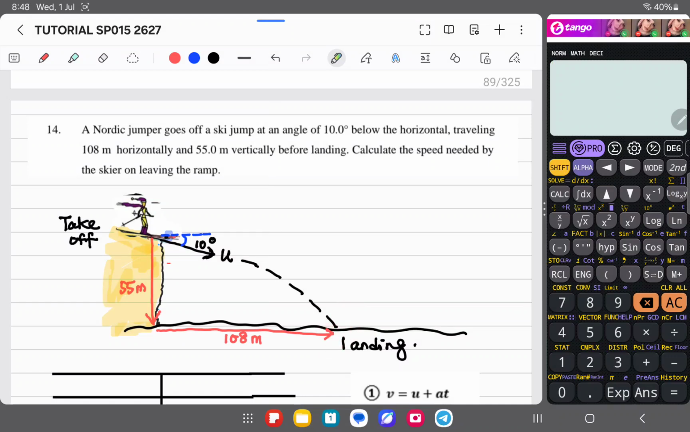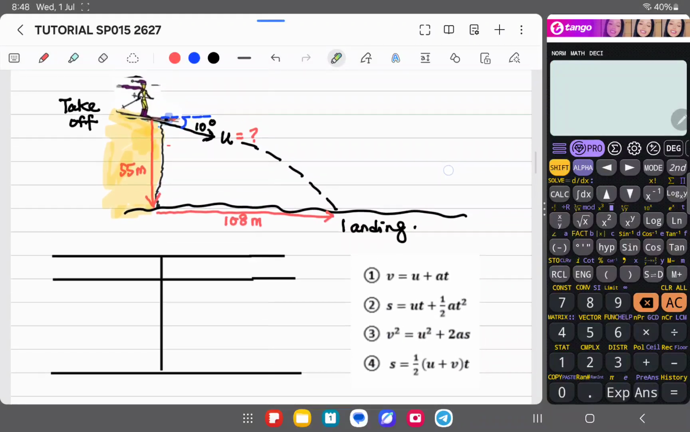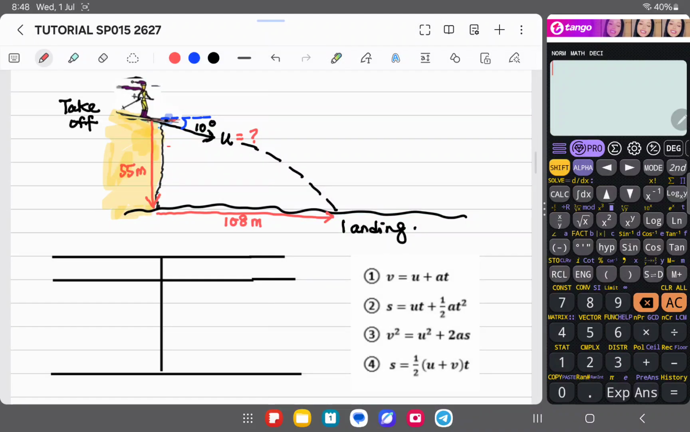The question asks us to calculate the speed needed for the skier on leaving the ramp. Leaving the ramp means the initial velocity, so we want to find this initial velocity. The skier's takeoff is projectile motion, so we are going to separate our motion into x motion and y motion.